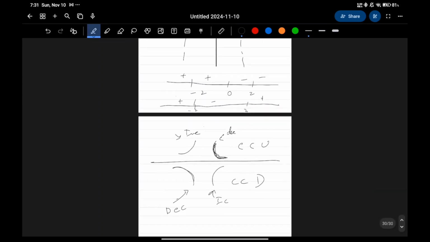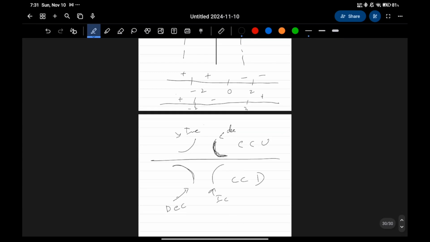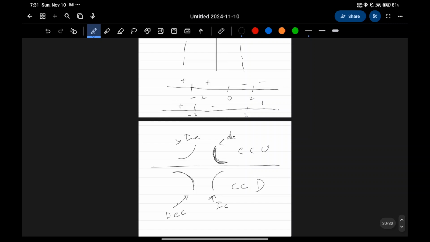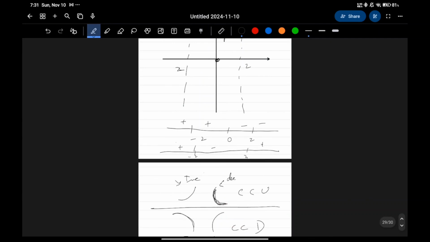Next, from negative 2 to 0, I have increasing and concave down. Increasing and concave down is something like this, so it should look something like this.